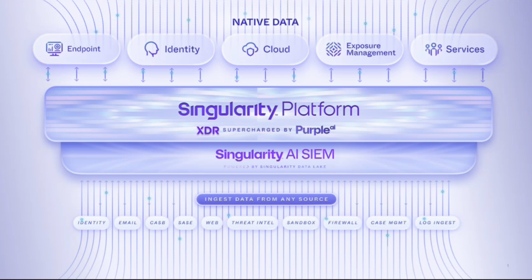Underneath this, you can already see some highlights of what we are going to focus on today, and that's Singularity AI-SIEM, because Singularity AI-SIEM is a kind of SIEM, SOAR, hyperautomation, XDR solution built on the data lake. All the data from the endpoint, identity, cloud, etc. is ingested and put in the data lake, and then we can work on it. We can ingest data not only natively from within the SentinelOne cloud, but also from third-party applications. More on that later on.